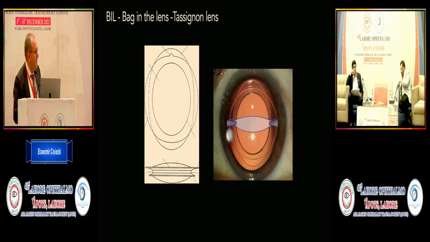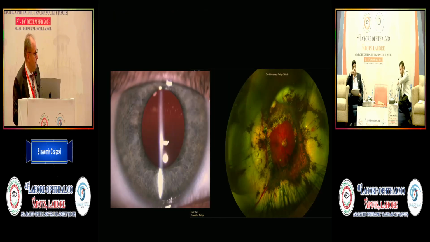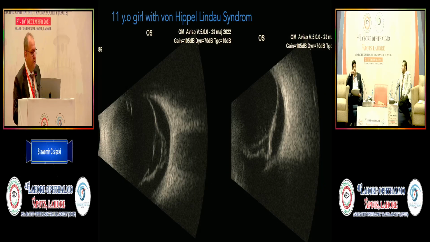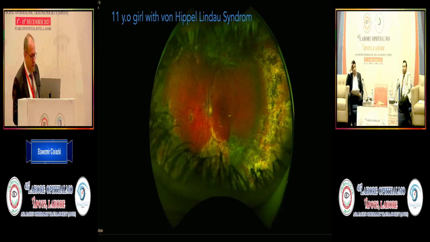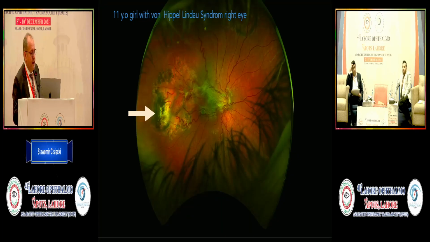Why back in the lens? Because both capsules are placed inside the groove around the lens, and there is no synechiae, even in the most advanced disease. This is the eye after ROP complication with retinal detachment. This is an 11-year-old girl with von Hippel-Lindau syndrome, one eye with total retinal detachment. This is how it looks postoperatively, and the problem was with the second eye.